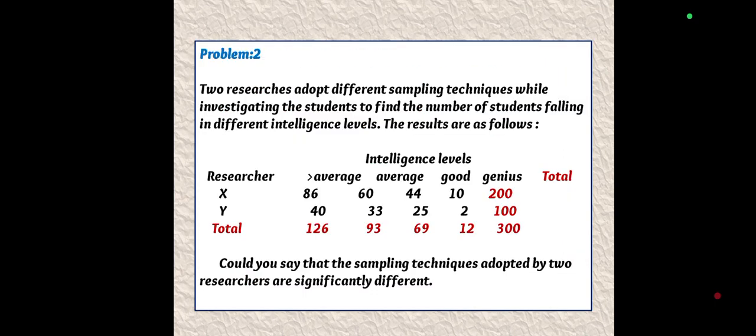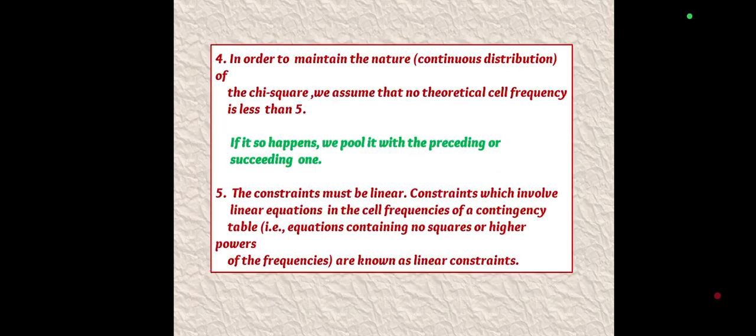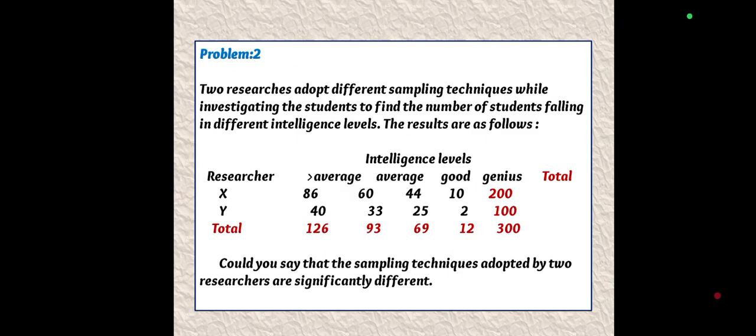This is problem 2. Two researchers adopted different sampling techniques while investigating students to find the number of students falling in the different intelligence levels. The results are as follows. Here, the researchers and the intelligence levels are given in this table. Using this data, we are going to calculate the chi-square test. From the given data, could you say that the sampling techniques adopted by the two researchers differ significantly? We are going to test whether there is any significant difference between researchers and intelligence levels.